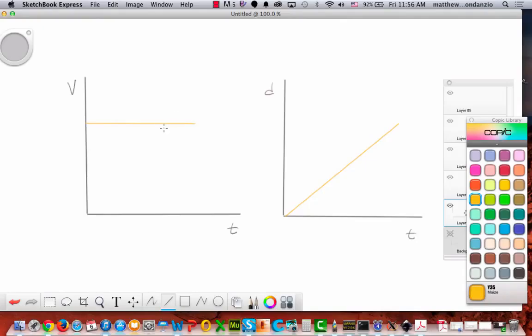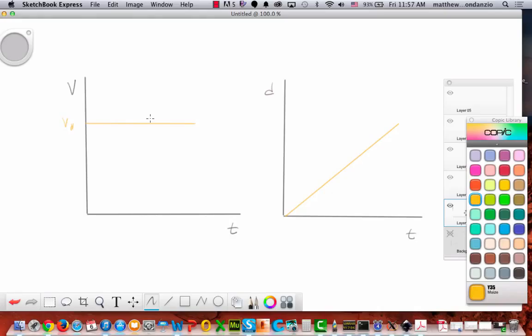Why is it constant velocity? What does constant mean? No change. My velocity here is v1, right? Does the v ever change as time goes on? So I have constant velocity. Does that make sense? Everyone with me? How do we compare? They should be the same, right?